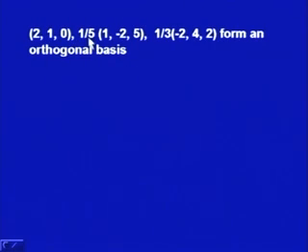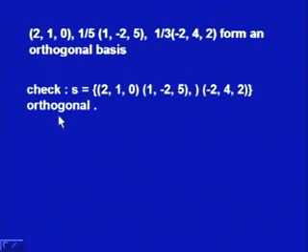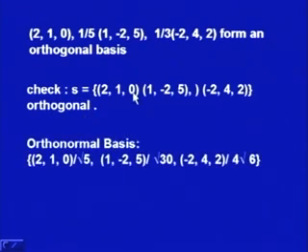Now, (2, 1, 0), 1 by 5 times (1, -2, 5) and 1 by 3 times (-2, 4, 2) form an orthogonal basis, and if you have to obtain the orthonormal basis, then we simply divide these vectors by their norms. So, (1, -2, 5) is divided by under root 30, its norm, and (-2, 4, 2) is divided by its norm. So, this is the orthonormal basis. One can check that this is an orthogonal set and this is an orthonormal set. So, that is how we apply the Gram-Schmidt process to arrive at the orthonormal basis from the given basis.